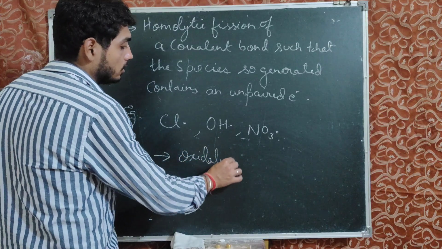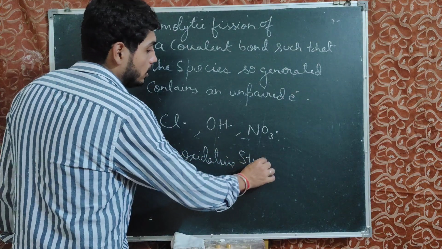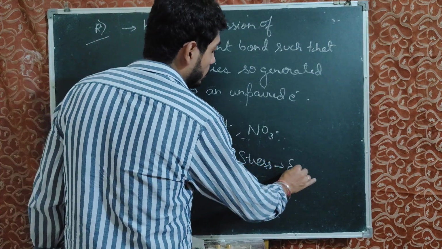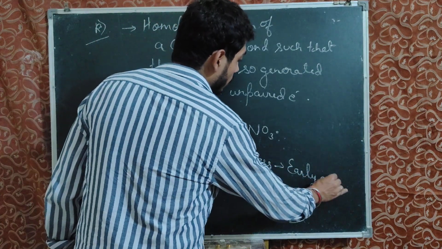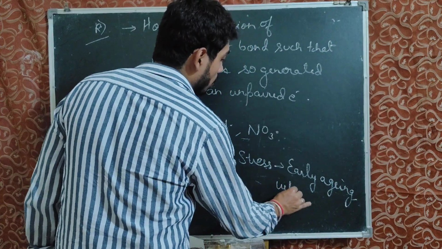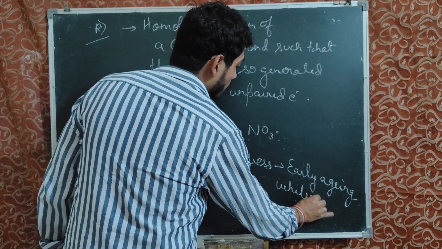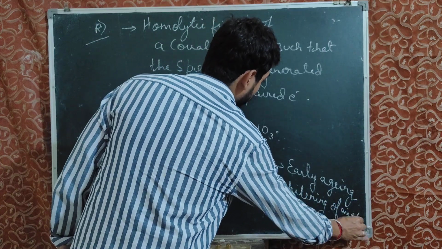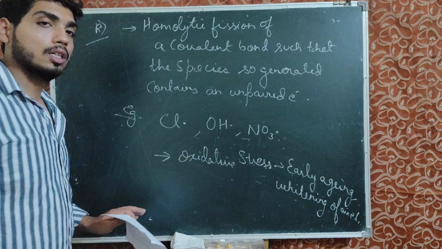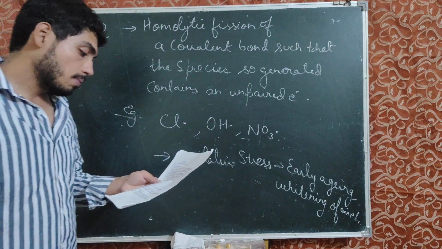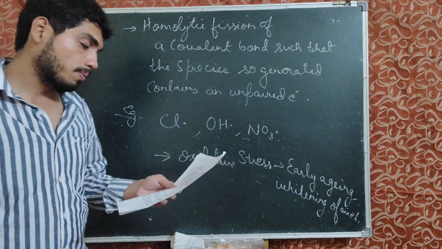And oxidative stress leads to early aging, whitening of hair, etc. Are you all getting this? Okay. So this was calculate the percent define oxidant, give an example of antioxidants.